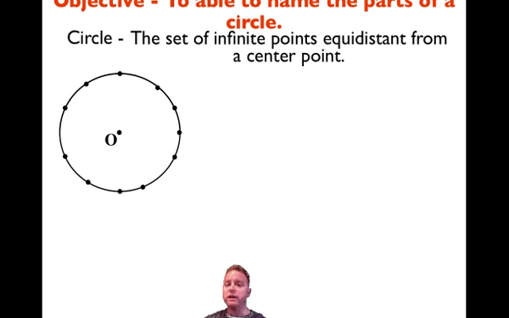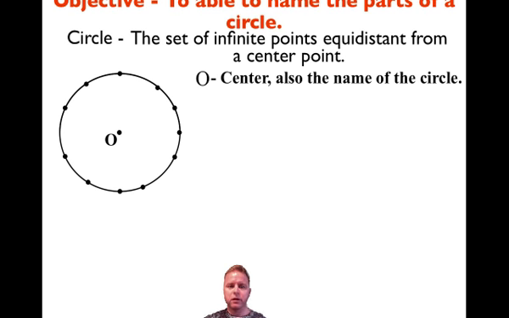It's the set of infinite points equidistant from a center point. Equidistant meaning the same distance, equal distance. So all those points are the same distance from the point O. So O is the center point, and it's just a bunch of points that are the same distance from one point. O is the center, and usually that's also the name of a circle. So this would be circle O.